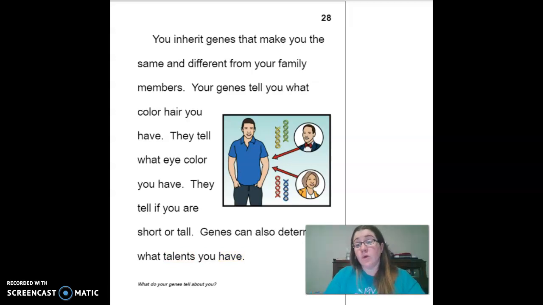So besides looks, we talked about this a little bit, you can have different traits, like what thumb you put on top. It also can be talents and interests. Like the grandpa in the story was building and creating things, and that's what his son liked to do. It's just all up to the genes. You could have a basketball talent, you could have a drawing talent, you could be creative. Those are all things that are passed down through genes.